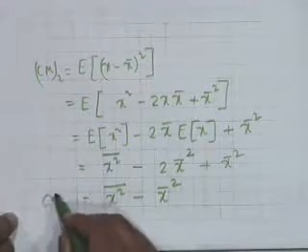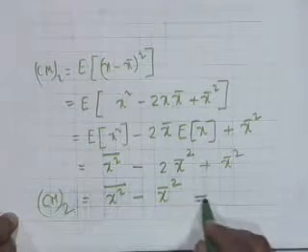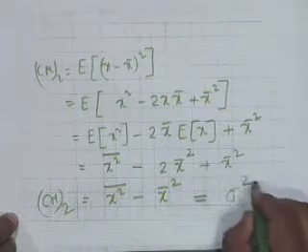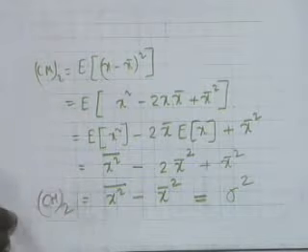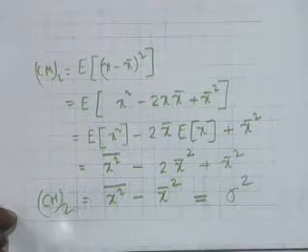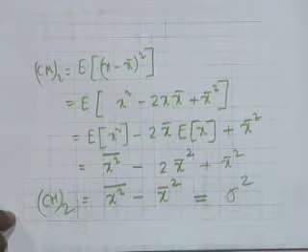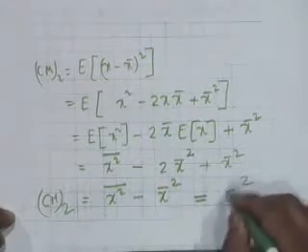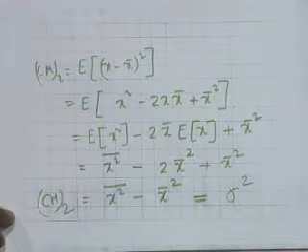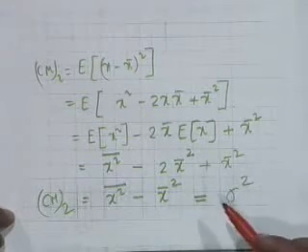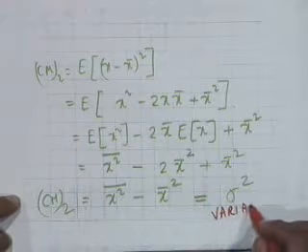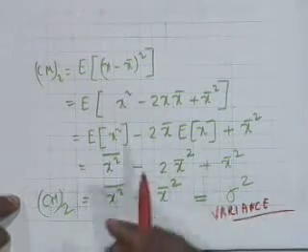This is called the central moment 2, and it is denoted by sigma squared. Sigma squared is called the variance, not sigma. Sigma is called the standard deviation. Sigma squared is called the variance. All right, we will start from here next time.